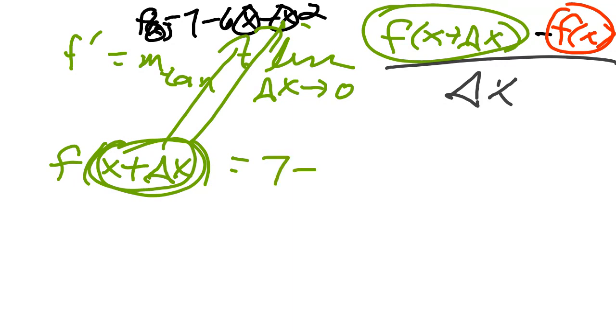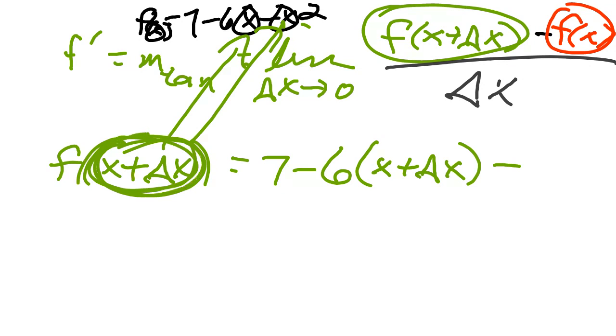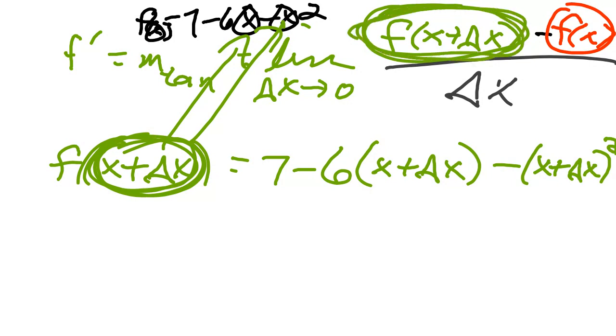So it's going to be 7 minus 6 instead of x, it's going to be x plus delta x. And then minus, instead of x squared, we're plugging in an x plus delta x, so it's x plus delta x quantity squared. All I'm trying to do is figure this first part of the equation out. Then you're going to do algebra and figure this out. So this is 7 minus 6x minus 6 delta x. Delta x is a variable, so just think of it like a z.